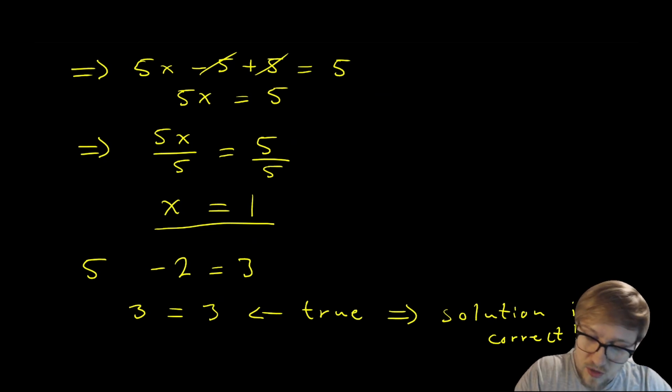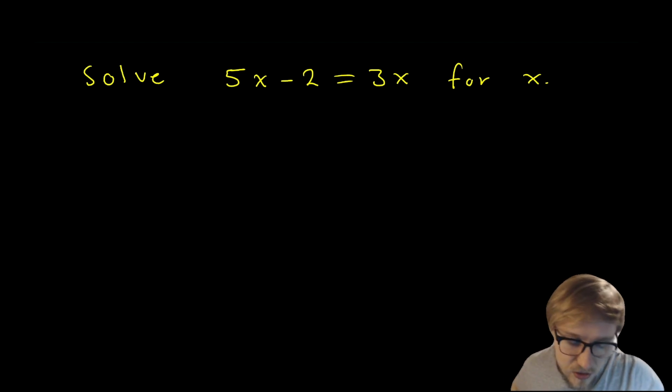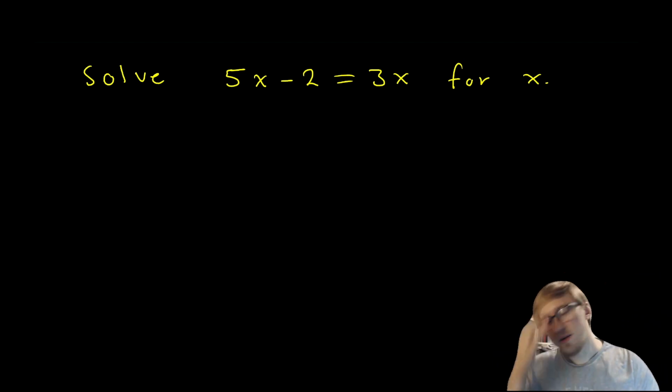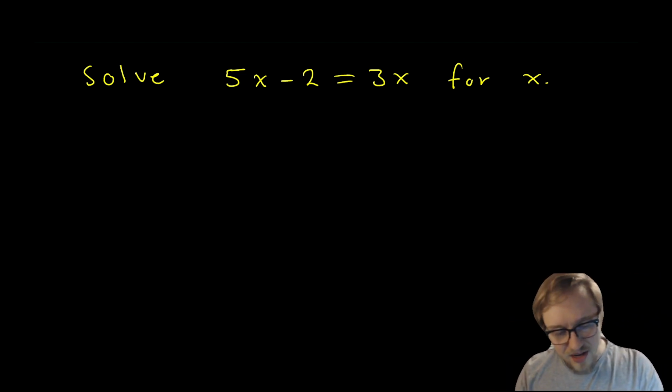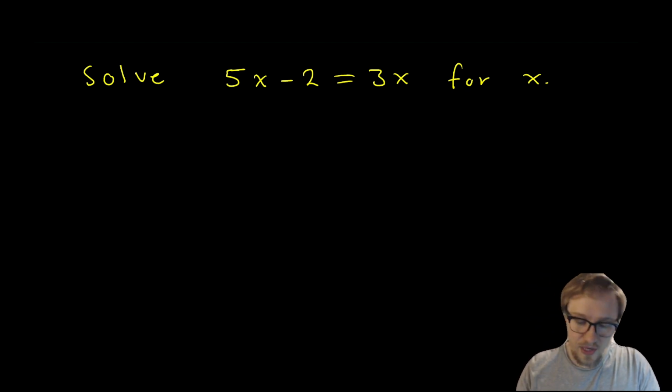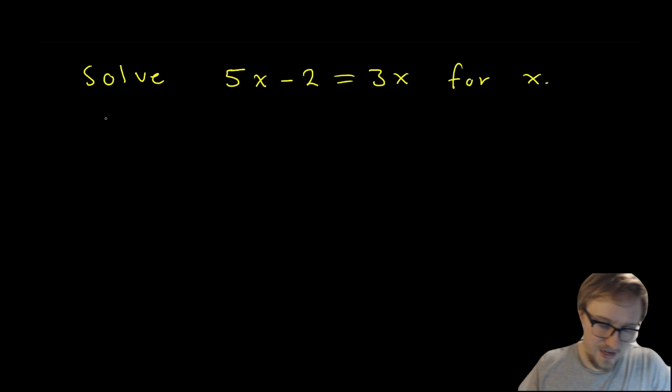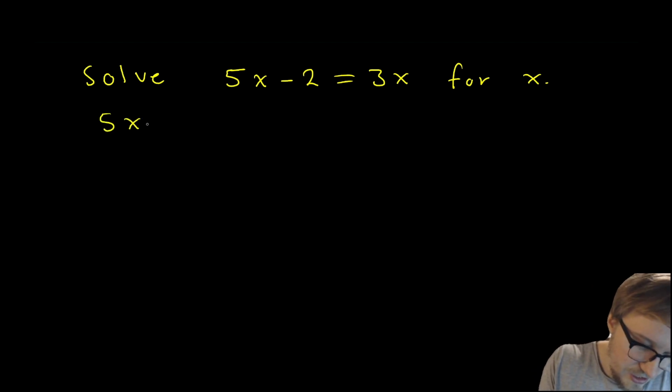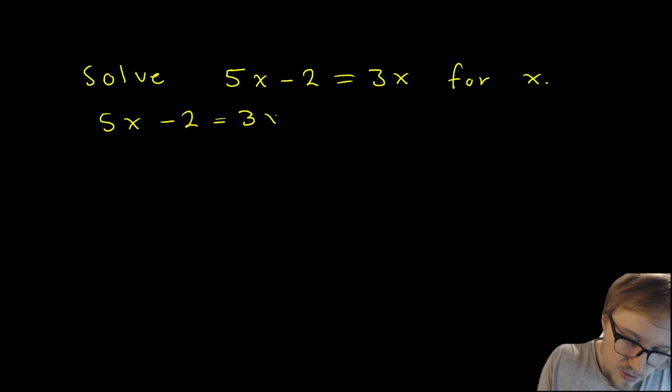Now we're going to move on to the next example, which is going to be a slightly more complicated equation. We're going to solve 5x minus 2 equals 3x. So now there's an x sitting on the right-hand side. So let's write down the equation that we want to solve. 5x minus 2 equals 3x.